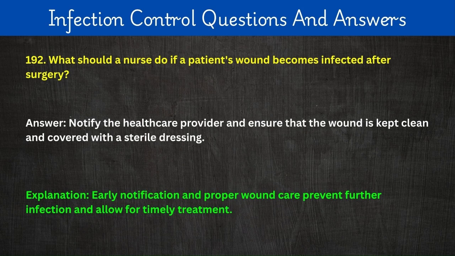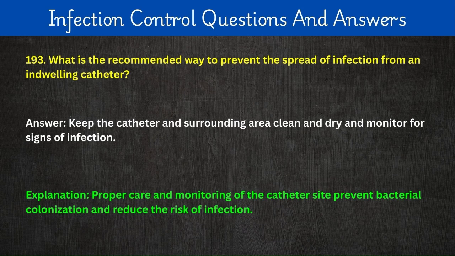Answer: notify the healthcare provider and ensure that the wound is kept clean and covered with a sterile dressing. Explanation: early notification and proper wound care prevent further infection and allow for timely treatment. 193. What is the recommended way to prevent the spread of infection from an indwelling catheter?